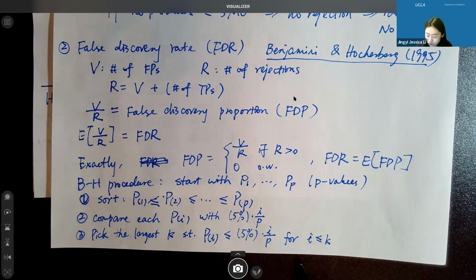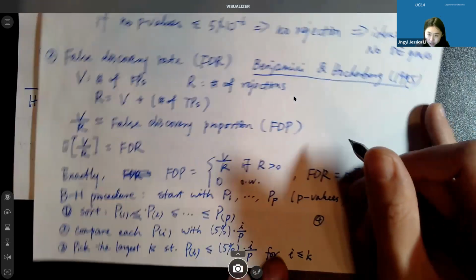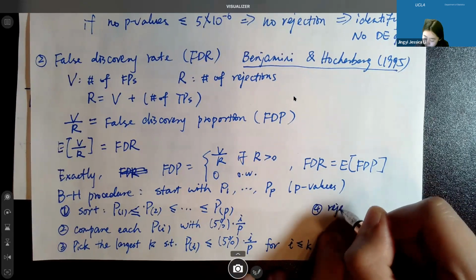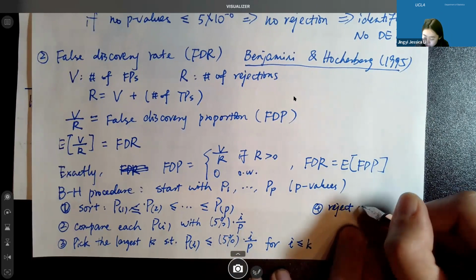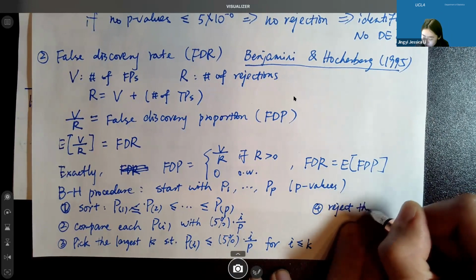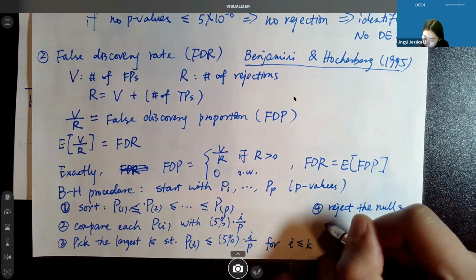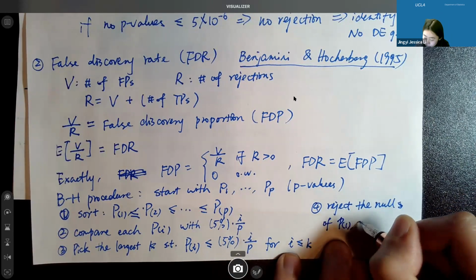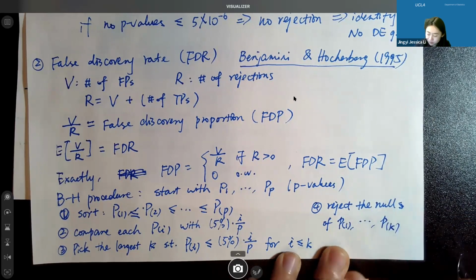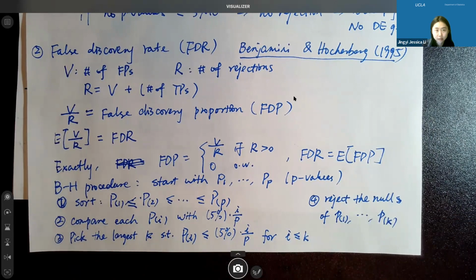And finally, with this k picked, I would reject the null hypotheses of the first k p-values. So all the p-values up to k after the sorting will have their null hypotheses rejected. So this is the BH procedure.